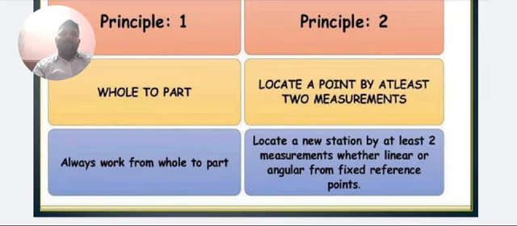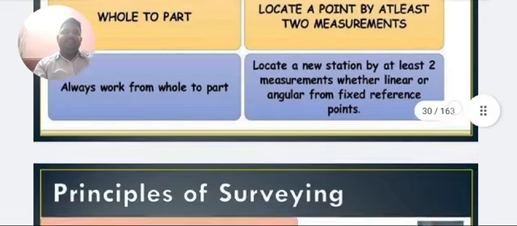Principle 2 is locating a point by at least two measurements. Locate a new station by at least two measurements, whether linear or angular, from a fixed reference point. This is called principle 2.